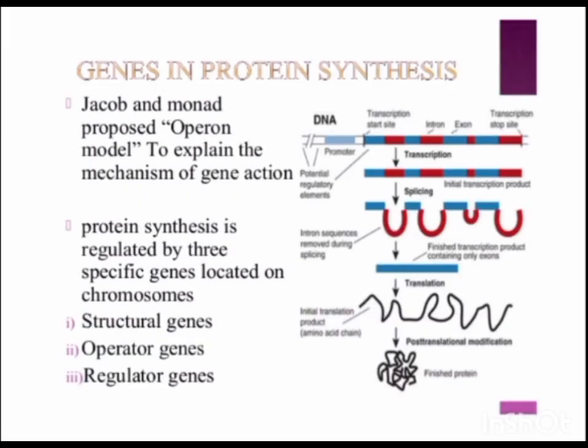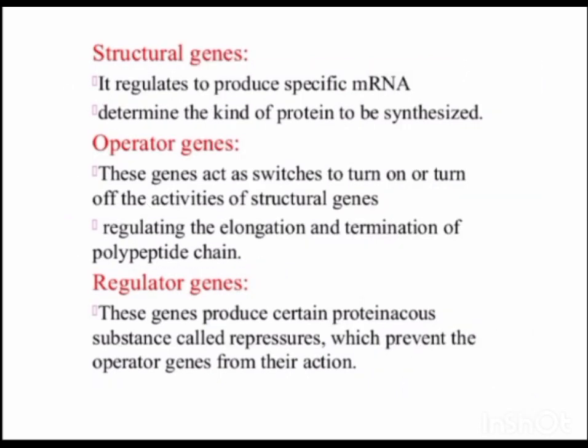Genes in protein synthesis. Jacob and Monod proposed the operon model to explain the mechanism of gene action. Protein synthesis is regulated by three specific genes located on the chromosome, such as structural genes, operator genes, and regulator genes. Structural genes. It regulates production of specific mRNA. It determines the kind of protein to be synthesized.